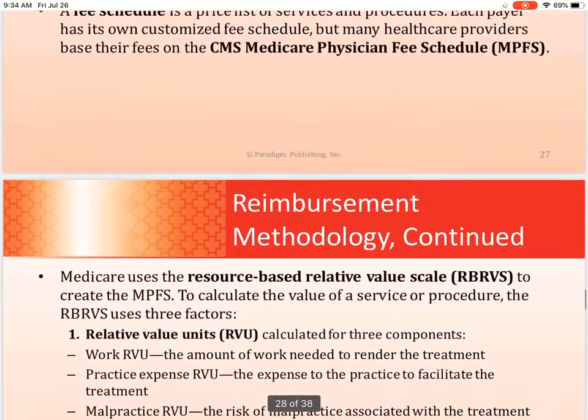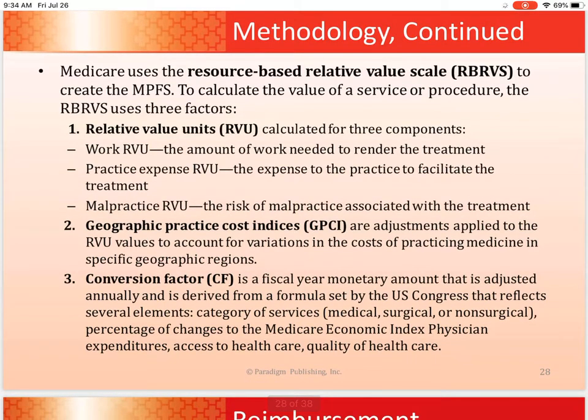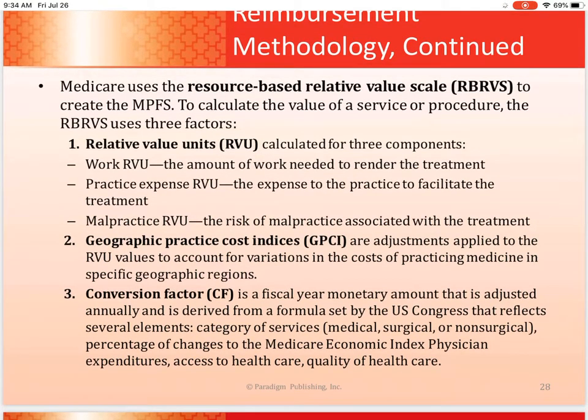First, we have our RVU. This is your relative value unit. It's calculated for three components. The work RVU, which is the amount of work needed to render the treatment. The practice expense RVU, which is the expense to the practice to facilitate the treatment. And then the malpractice RVU, the risk of malpractice associated with the treatment.